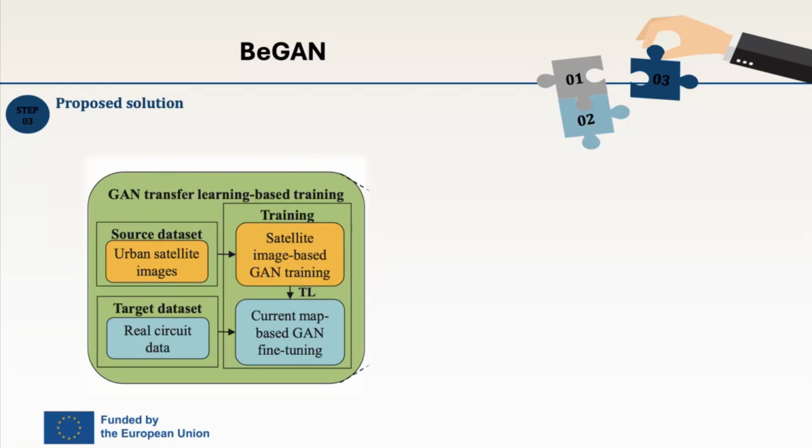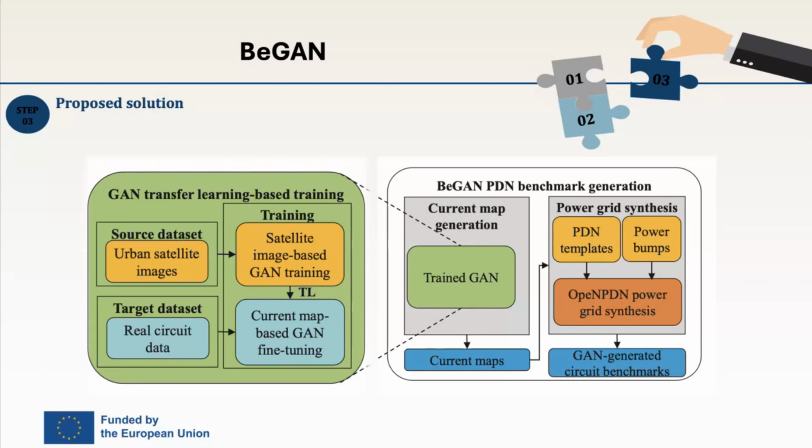In the training stage, they started with the source dataset of about 4,000 urban satellite images and trained the GAN model. Then they moved the model through transfer learning to fine-tune it on the real images of 10 current maps. This gave us a GAN model able to generate enough current map images to be used in the BDA.